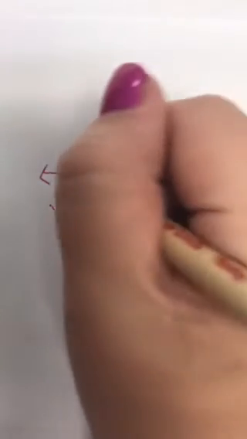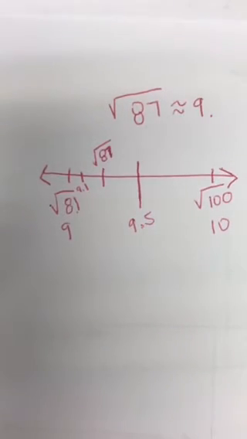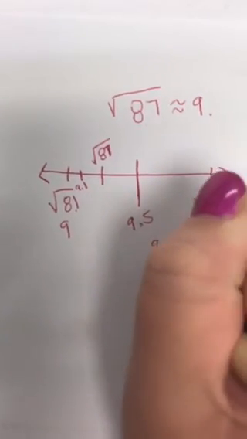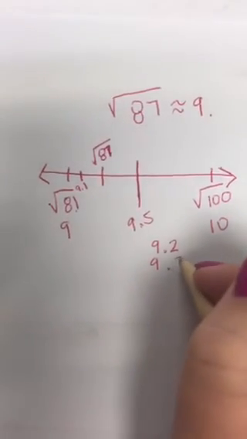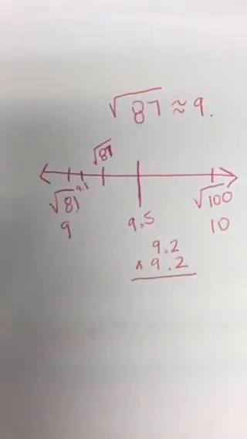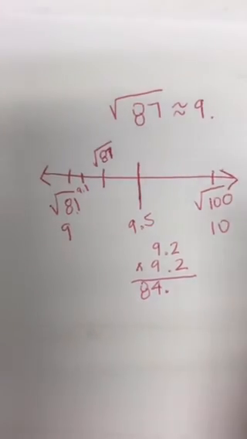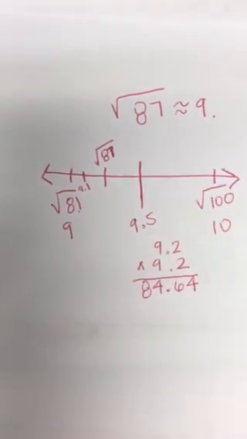So now I'm going to guess and check. I'm not going to say it's 9.1 because that's pretty close to 81, and 87 is 6 units away from there. So I'm going to guess 9.2. So how you check it is by saying 9.2 times 9.2, and there's no calculator on this unit, so you're actually going to do that by hand. For time's sake, I've already multiplied it out, and when you multiply those two together, you get 84.64. Okay, that's pretty close to 87, but it's not close enough. We want to get as close as we possibly can.